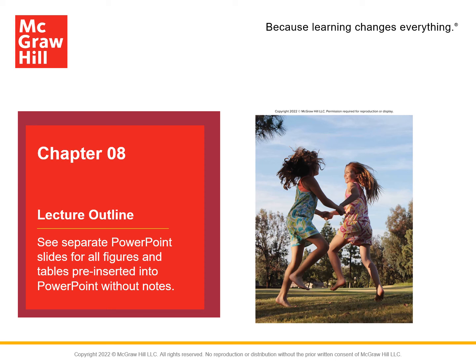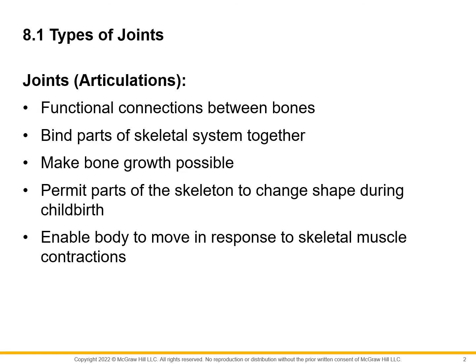Right, in this video, we are going to go into Chapter 8, Articulations or Joints. So in this first video, we're going to have just a little introduction to it. So joints are simply the common name for the scientific portion of the body that we call articulations. They are simply a functional connection between bones. So this is the very simple definition of it.